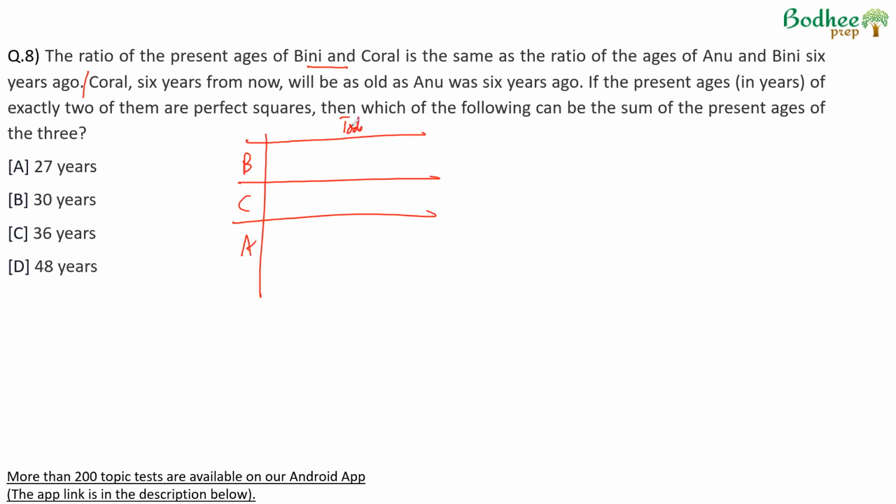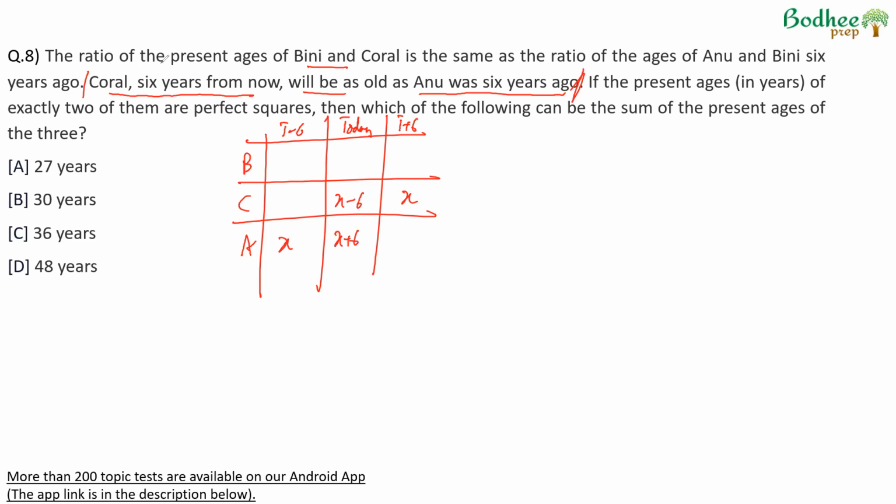Today, 6 years ago, t minus 6, 6 years later. So Coral 6 years from now will be as old as Anu was 6 years ago. So if Anu 6 years ago was X, Coral 6 years from now will be the same age. So today Anu's age is X plus 6, 6 years added, and Coral's age is X minus 6.